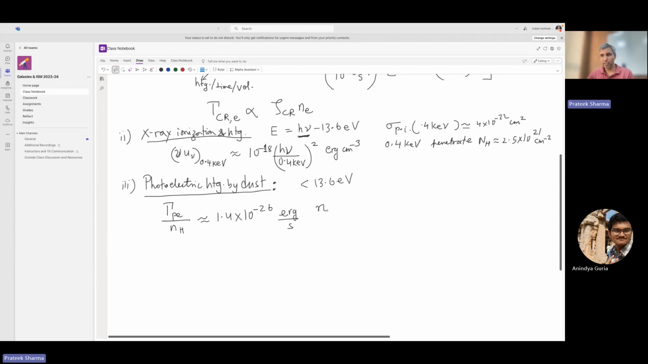Then you need the number density of photons with energy between 8 to 13.6 eV. 8 is like the work function for typical dust grains. You need photon energy which is higher than the work function in order for photoelectrons to be produced, divided by 3 times 10 to the minus 3 per centimeter cube. So this is the photon energy density in this UV range. And then you have sigma absorption, the cross section for absorption of UV by dust. This is about 10 to the minus 21.